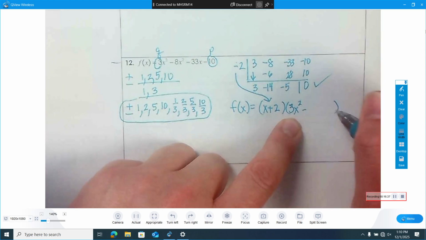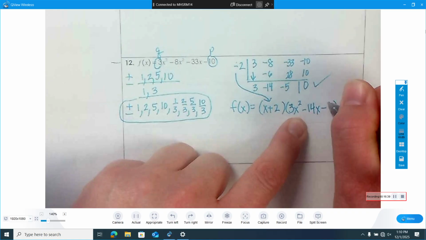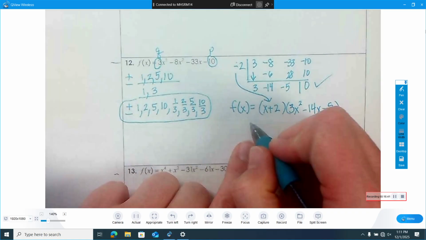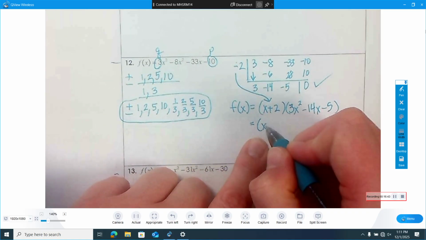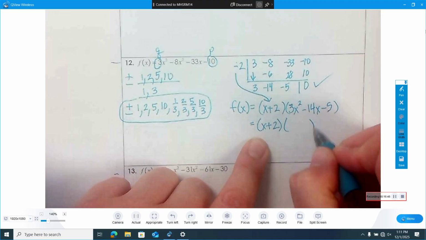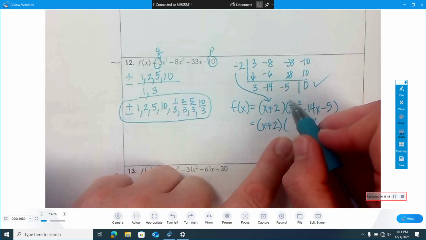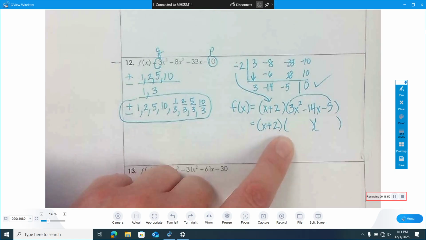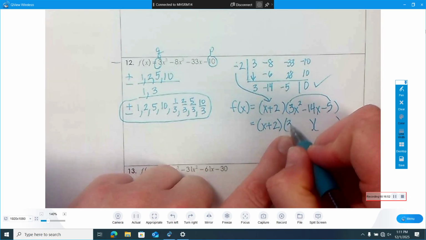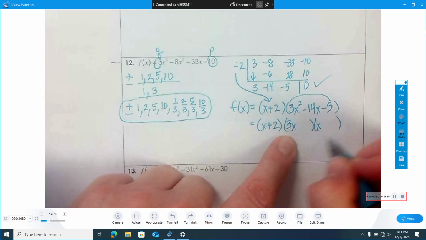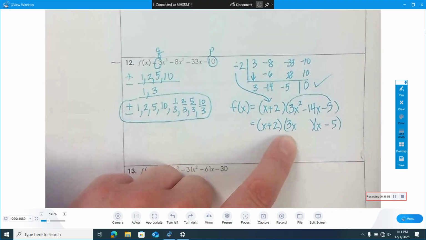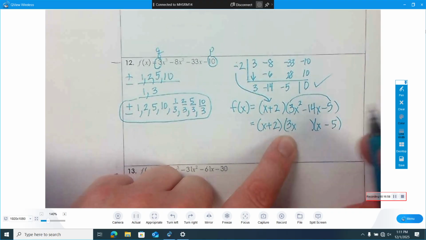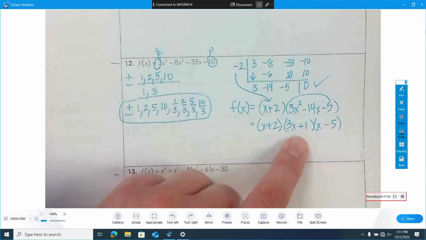3x squared minus 14x minus 5. Good. And from there, we should be able to double bubble more. And I definitely think we can, because 3 times 5 is 15. That's 1 away. So I want to keep 3x times x, and I want to multiply with that 5. So -15 and a positive. Did I do that right?